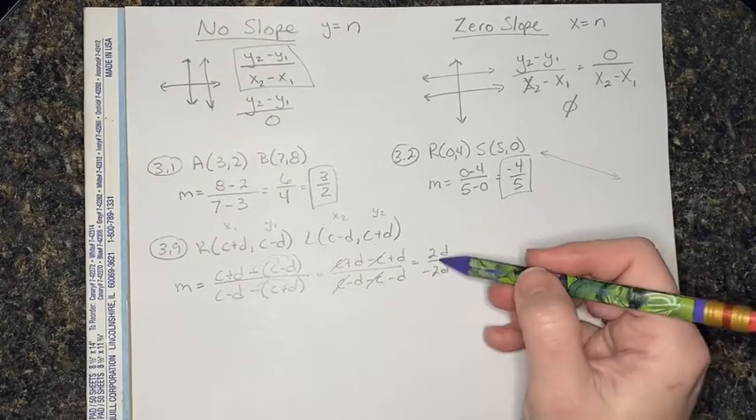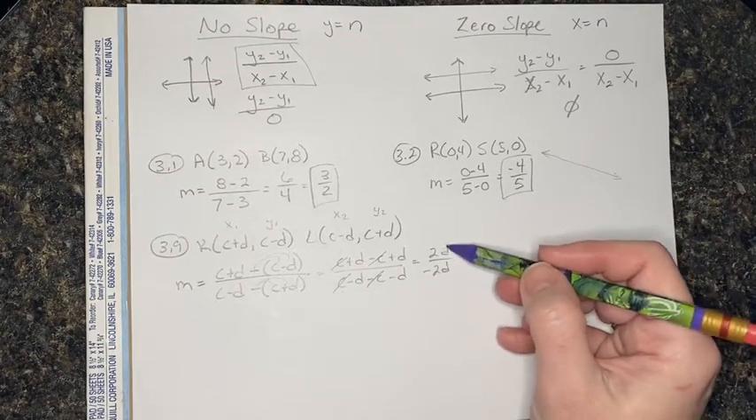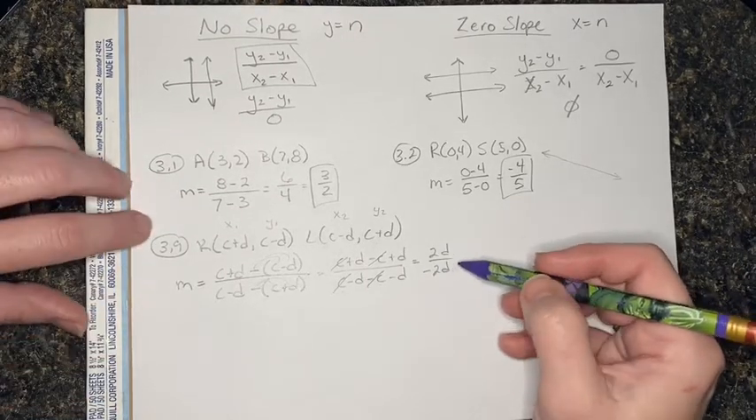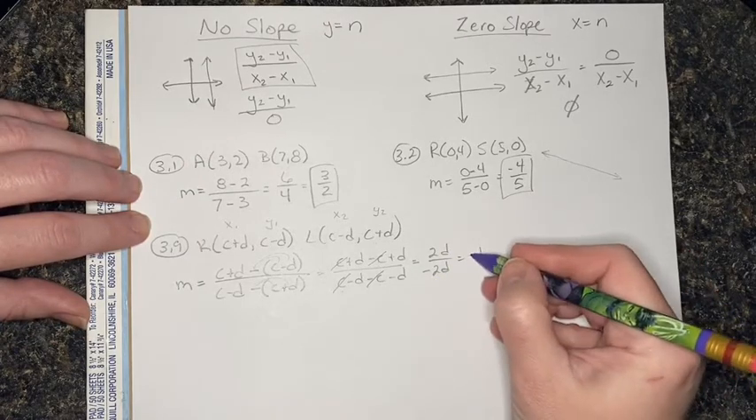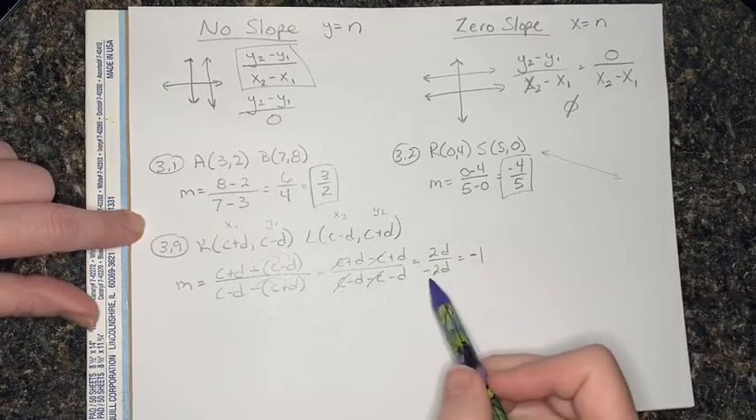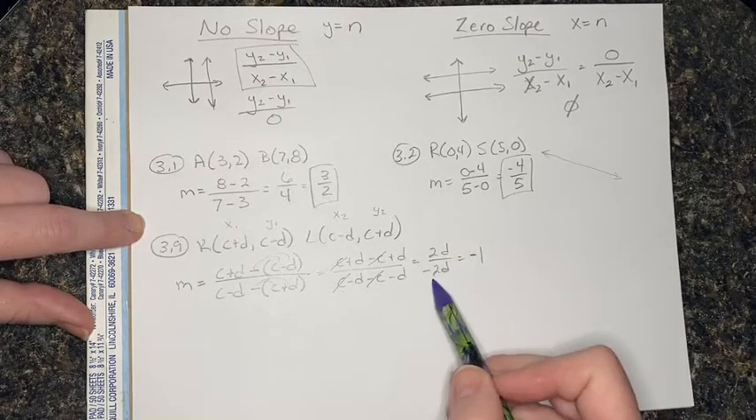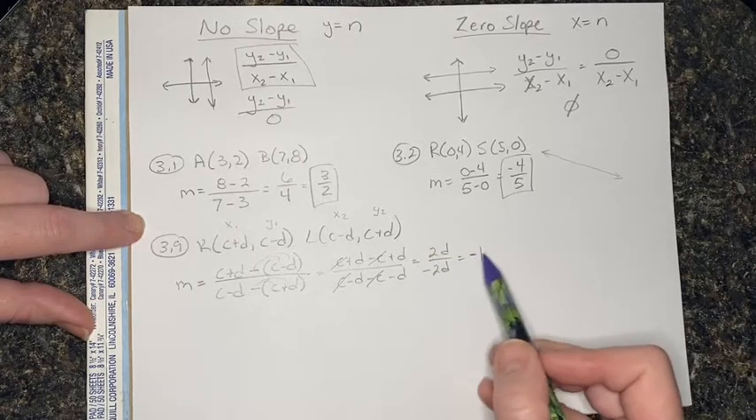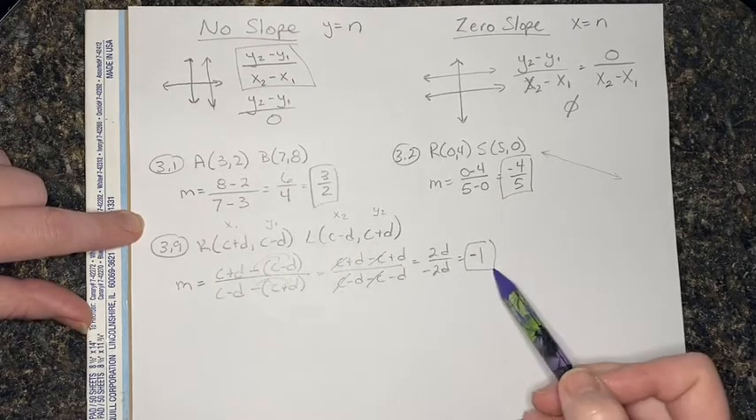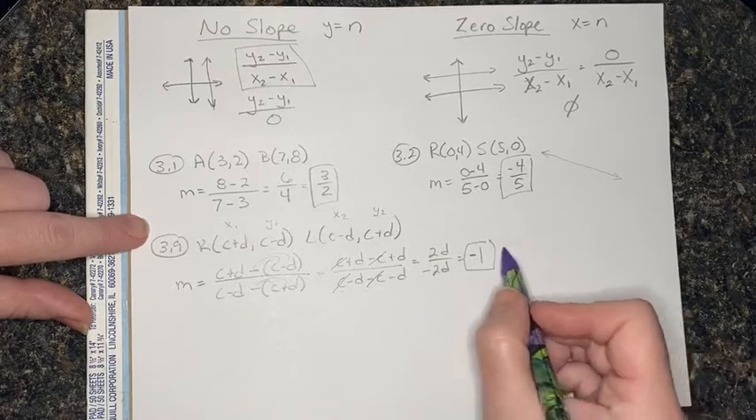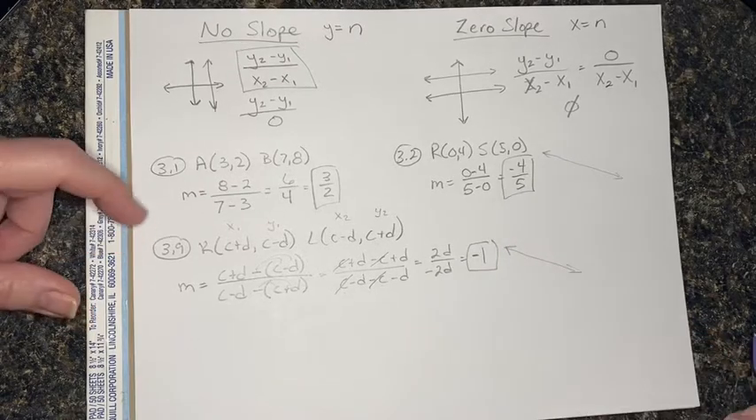Well, 2D over 2D tells us that this is the same equivalent as 1, right? Our negative sign doesn't disappear though, so it stays. We just carry it over. This is the same as negative 1. Our slope for this wacky set of points is just negative 1. Negative slope, downhill slope. Good job. Let's take a look at a couple other problems here.